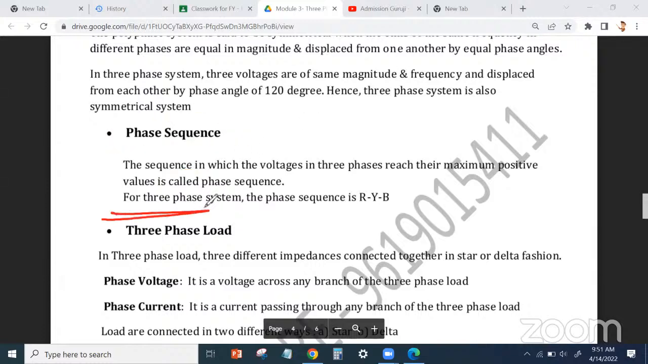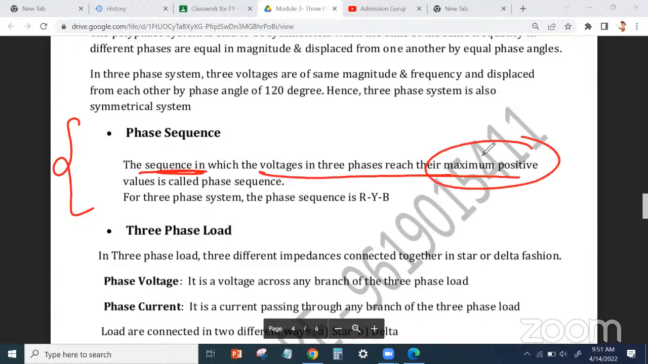And for the three-phase system, what is the phase sequence? R Y B. Because we are using only three waveforms, R Y B. ER, EY, EB. So for the three-phase, R Y B. This is one of the phase sequence. It's a sequence in which voltage reaches their maximum positive value. That is one of the phase sequence. And for the three-phase, that is R Y B.